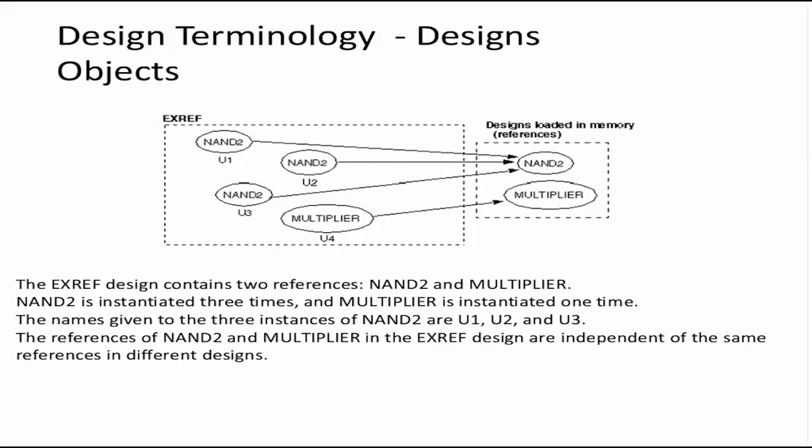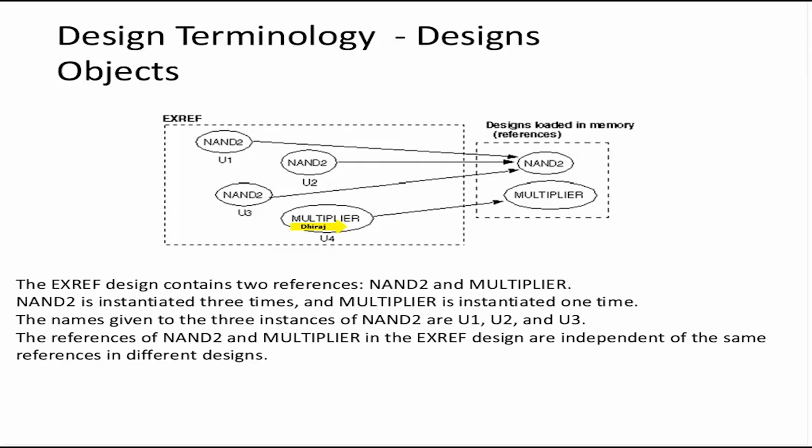So this example tells what is the difference between reference and a design, or it clarifies other things. So here the XREF is a design. It contains two references, man2 and multiplier. So the designs that are loaded inside Design Compiler are man2 and multiplier. Here U1, U2 and U3 are instances of man2 and U4 is an instance of multiplier. So man2 is instantiated 3 times, multiplier instantiated once.